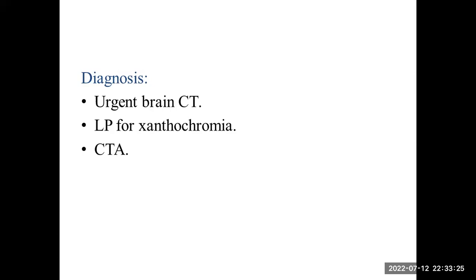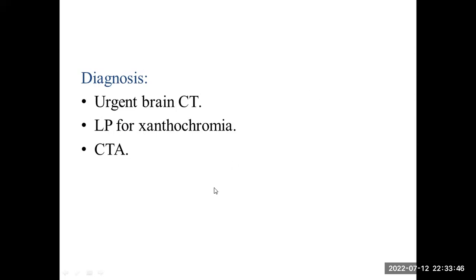And for that reason, it's the initial test, and it's a rapid test. In the small percentage of patients who are not diagnosed on brain CT, if brain CT fails to diagnose subarachnoid hemorrhage, the next step is to do lumbar puncture to look for xanthochromia.